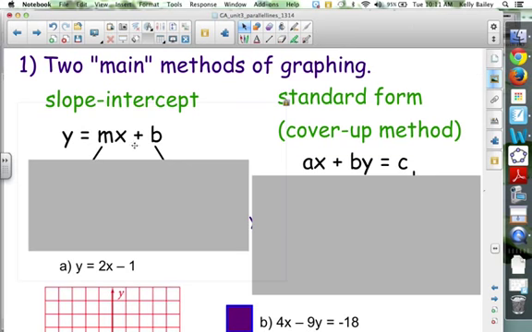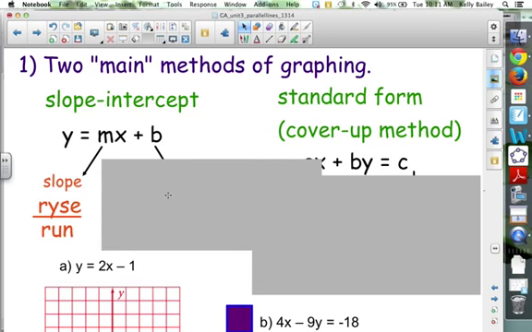To use slope-intercept form, you need to understand the components of the formula. For the equation y equals mx plus b, the m stands for slope. Slope is the ratio of the vertical change, the rise, the y values, which is why I purposefully misspelled the word rise, to help you remember that the y's go on top. On the bottom is the horizontal change, the x's, or the run.